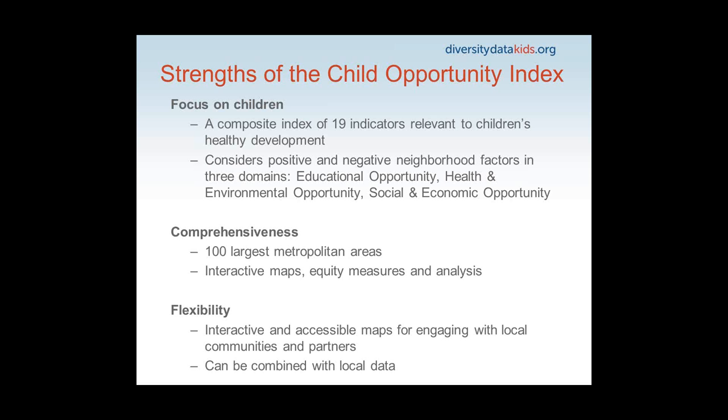We also built interactive child opportunity maps for each of these areas. We created summary indicators to measure the extent of racial and ethnic inequity in where children live in relation to opportunity. And we created interactive bar charts that provide a quick summary of equity in child neighborhood opportunity, again, for each metro area. You can find all these resources on diversitydatakids.org. The Child Opportunity Index provides a starting point for looking at neighborhood conditions and where children live in relation to those conditions. Individual users can and are already adding their own data to better understand equity in child neighborhood opportunity in their own communities. We will hear more about these from Dr. Renee Boynton-Jarrett later in this webinar.